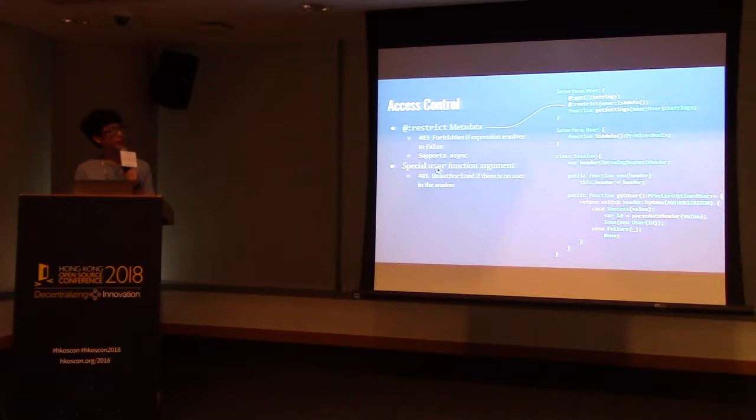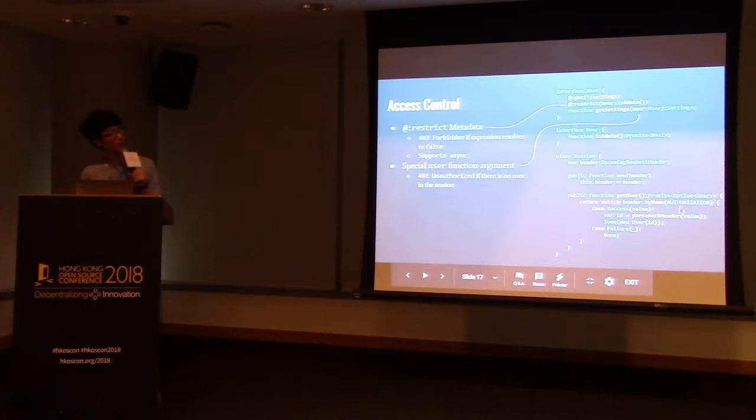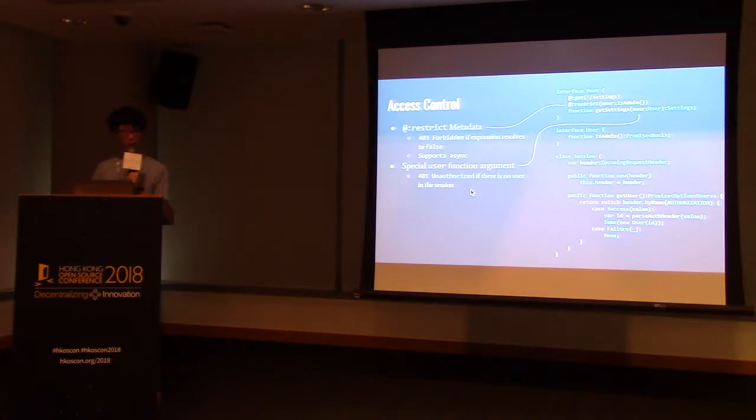Also, you can use a special user argument that is going to give you the user in that section. If there is no user or if there are any failures, so in this case, if there is no authorization header, it is going to return no user. So in that case, we return an unauthorized response to the client. So this is a very brief introduction of all these mechanisms. There are more advanced ways to do more advanced things.